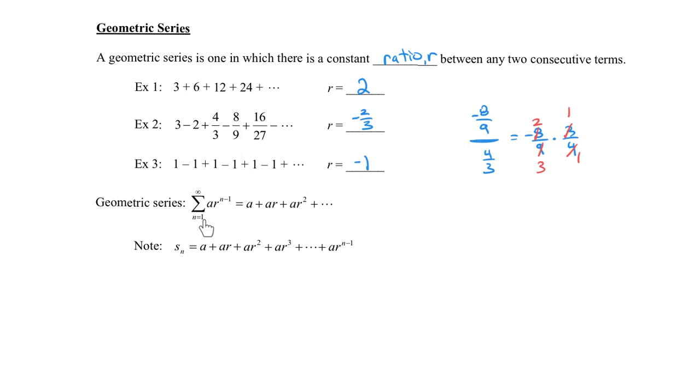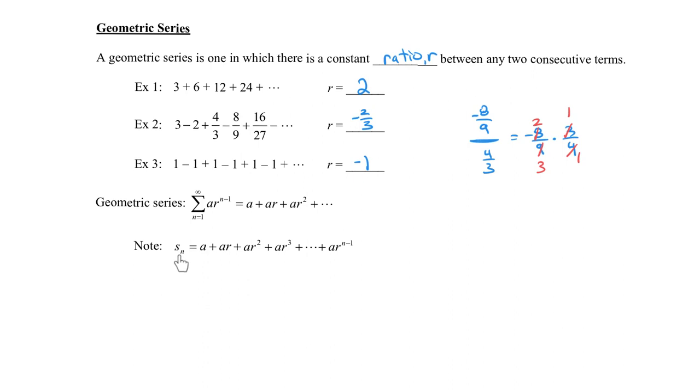Because the first term, when you let n be 1, you get a times r to the 1 minus 1. It's a times r to the 0. R to the 0 is just 1, so you just get a. Then you plug a 2 in here, and you'll get here, and then a 3, and a 4, and so forth. There's a little note here, s sub n.